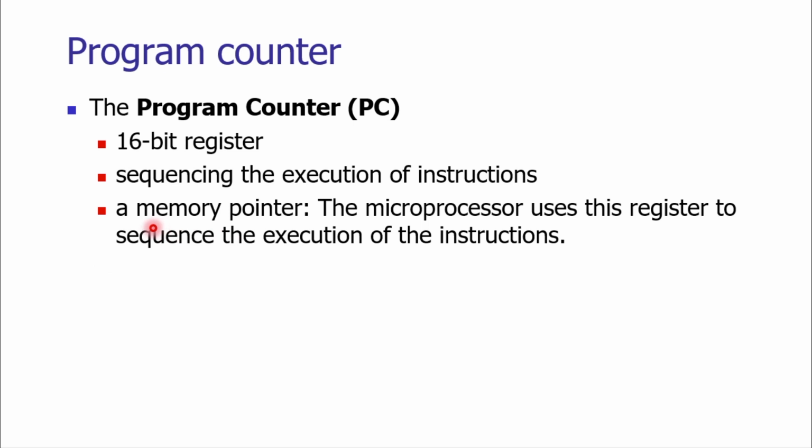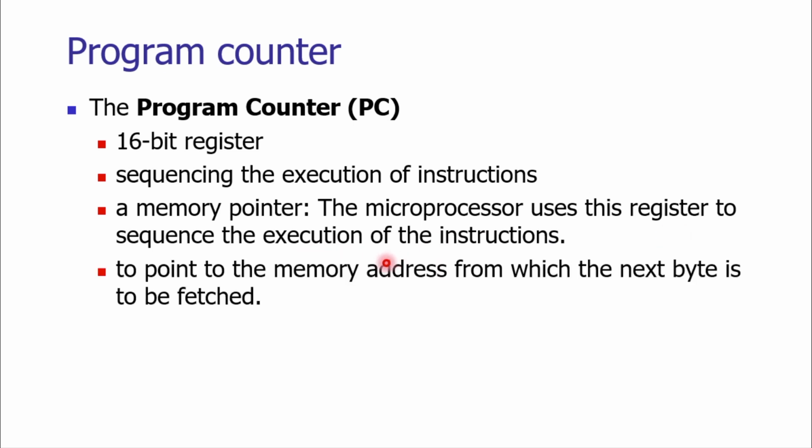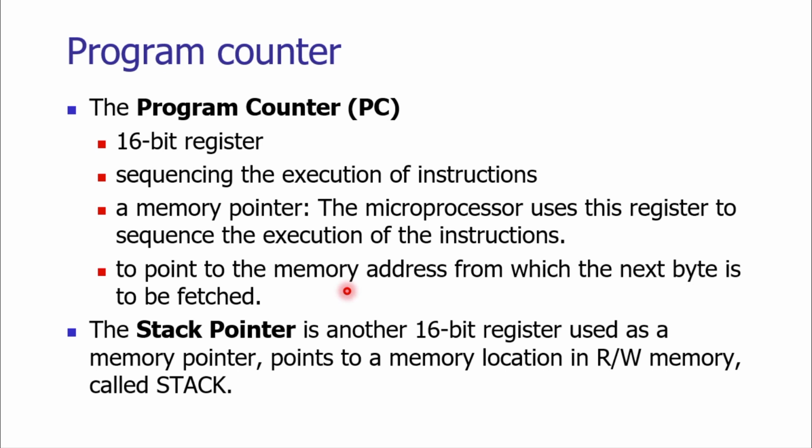It is also called the memory pointer. The microprocessor uses this register to sequence the execution of the instructions. It is used to point out the memory address from which we need to fetch the next byte of information. The stack pointer points to a memory location in the read or write memory. That is called the stack. The beginning of a stack is defined by loading a 16-bit address in the stack pointer register.